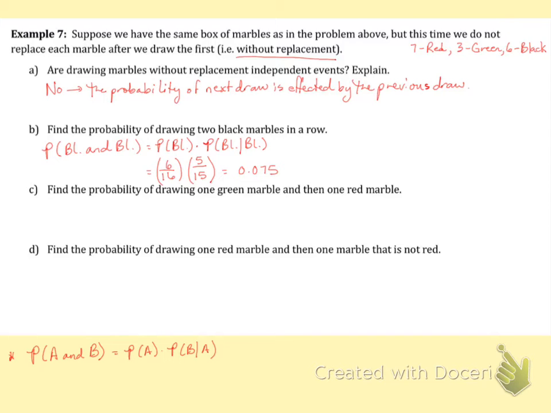Now let's do part C. Find the probability of drawing 1 green marble and then 1 red marble. So we're going to find the probability of drawing a green and a red. Again, using the formula, which you don't have to do, but I'm just doing it for completeness sake, this is the probability of drawing a green times the probability of drawing a red given that you already drew a green. Well, what's the probability that we draw a green? There's 3 green marbles out of 16 at the very beginning. So that's our first draw.